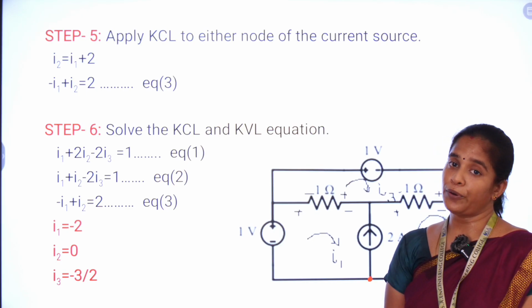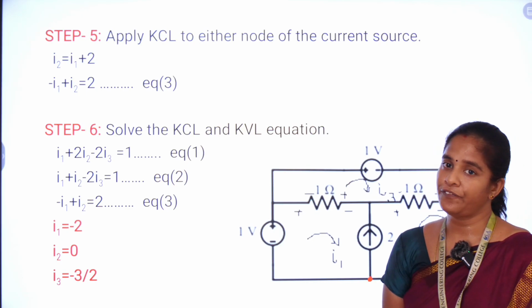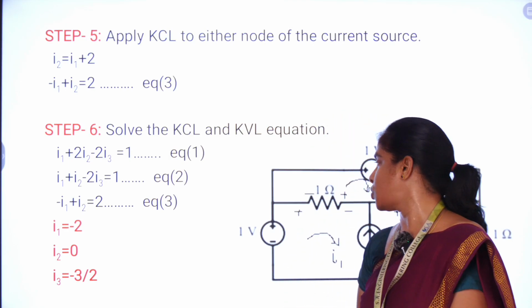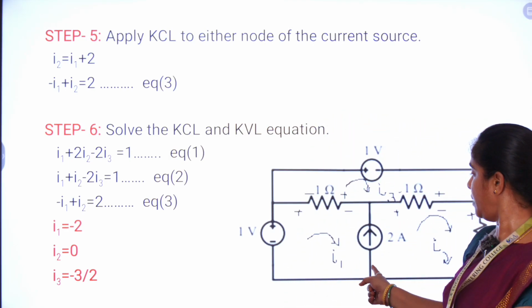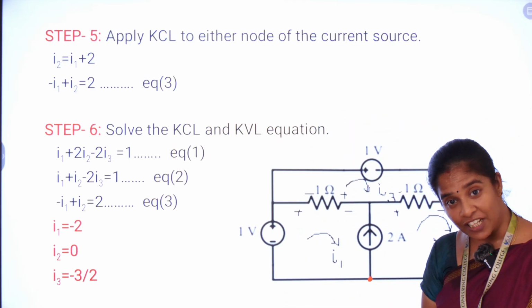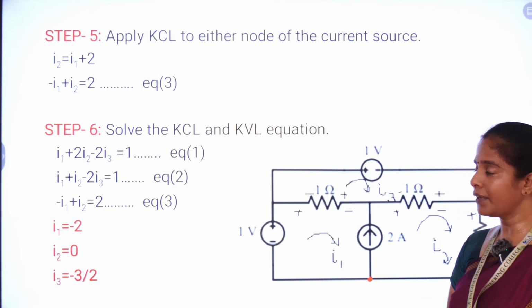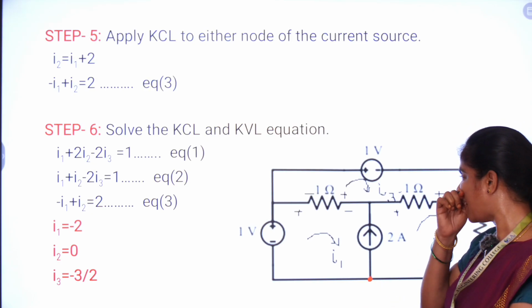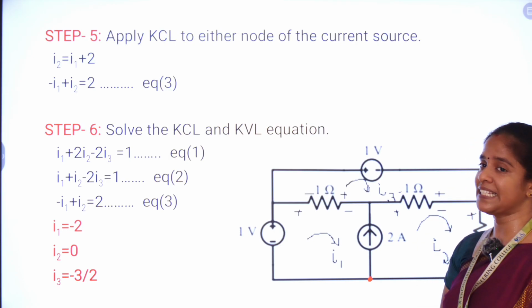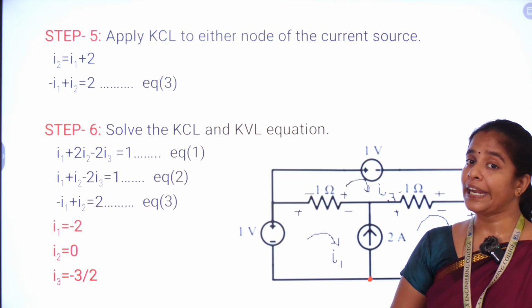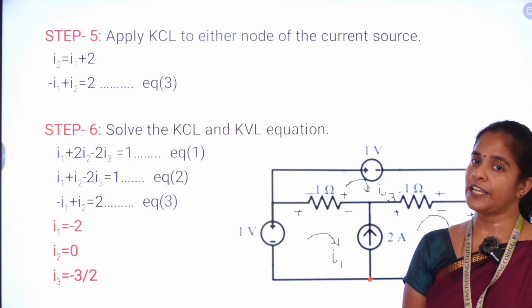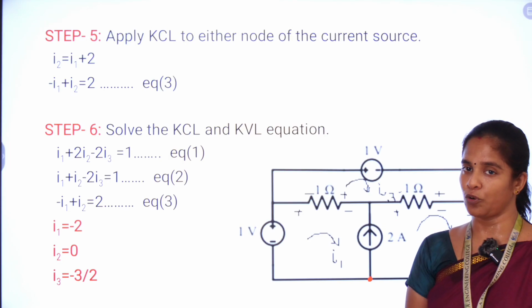So now we are going to apply KCL. KCL is defined for a node. So a node is nothing but the junction point of two or more branches with circuit elements. So here the node is represented by a red mark, and here we are going to apply KCL. KCL says the sum of currents entering a particular node is equal to the sum of currents leaving that node.